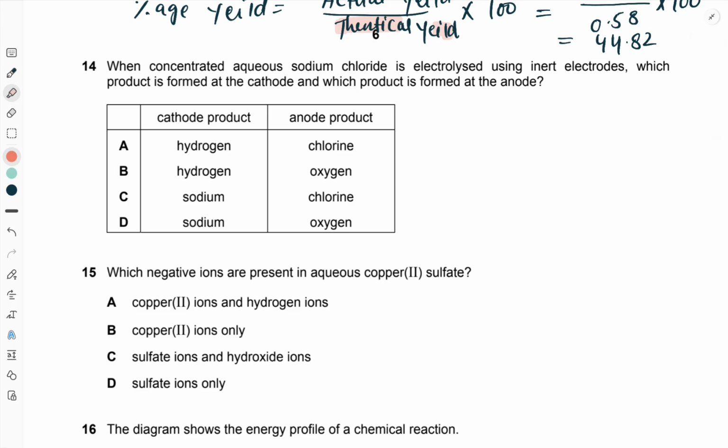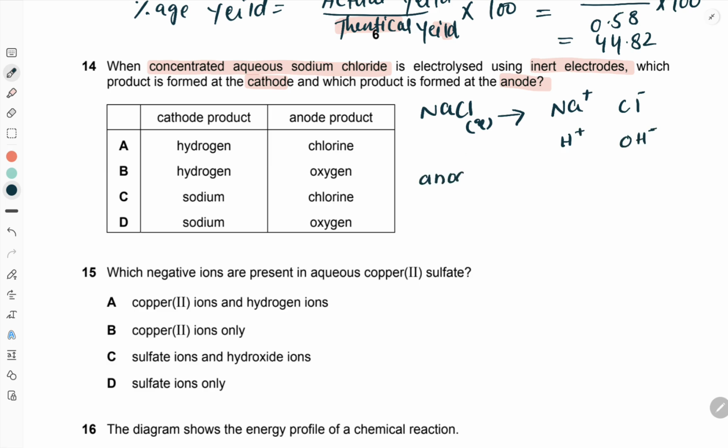Question number 14 is from electrolysis. When concentrated aqueous sodium chloride is electrolyzed, so you're basically electrolyzing concentrated aqueous sodium chloride using inert electrodes, which product is formed at the cathode and anode? Let's first write the whole reaction. So you have concentrated NaCl, which means it is present in water. The ions present are Na+ and Cl-, and since it contains water, you will definitely have these ions.